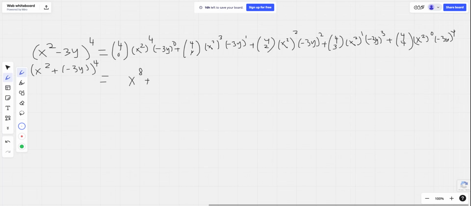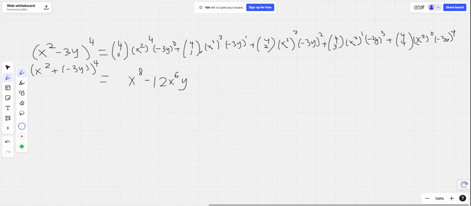Now let's look at our second term. 4 choose 1 is 4. x squared cubed by laws of exponents is x to the 6th, and negative 3y to the 1st is just negative 3y. So 4 times negative 3 is negative 12. So let's change that to a minus sign, and there's also a y there.